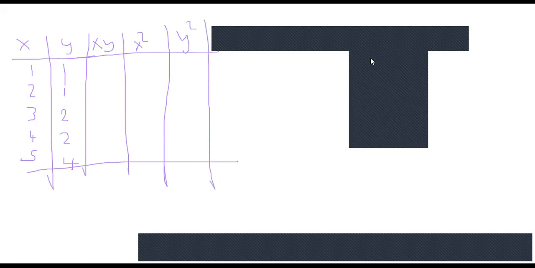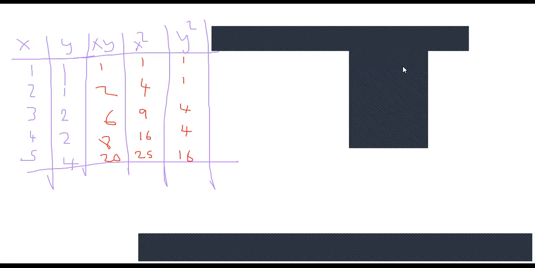So to fill in this quickly, 1 times 1 is 1, 2 times 1 is 2, 6, 8, and here we have 20. Here we have x squared: 1, 4, 9, 16, 25. Here y squared: 1, 1, 4, 4, and 16. Then we can total up. The total here is called the summation of x. Here summation of y. Here summation of xy. Here summation of x squared. Here summation of y squared. And our n is the number of elements that we have in each of these columns. So we have 5.